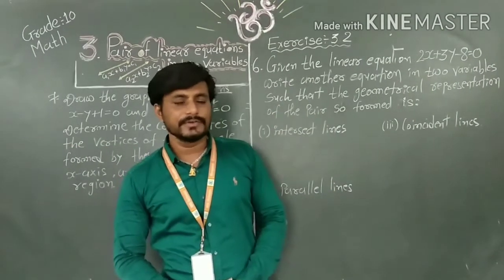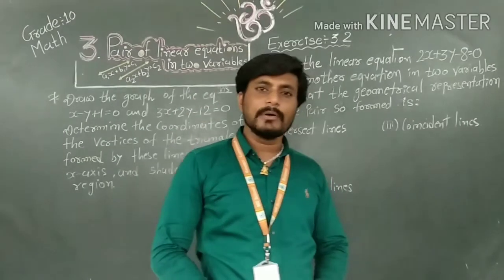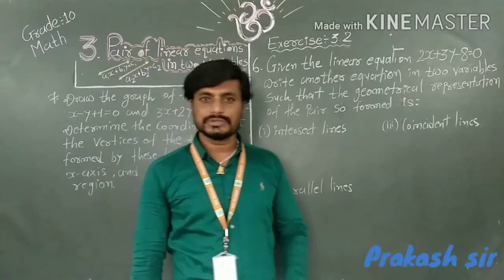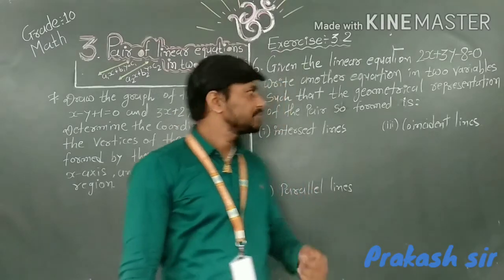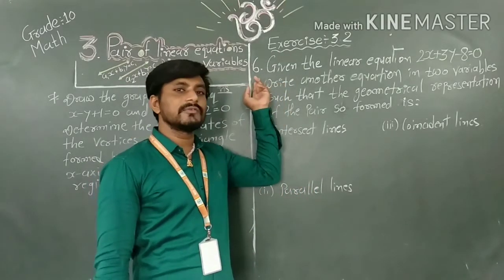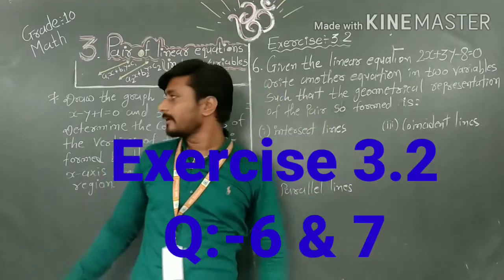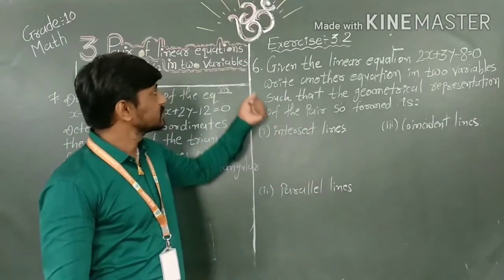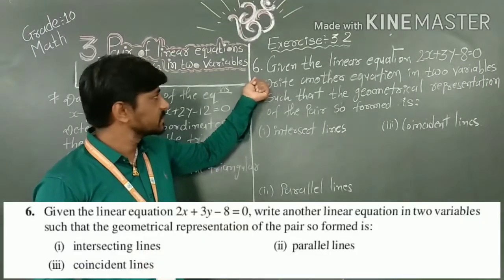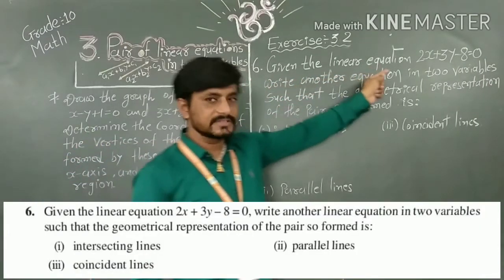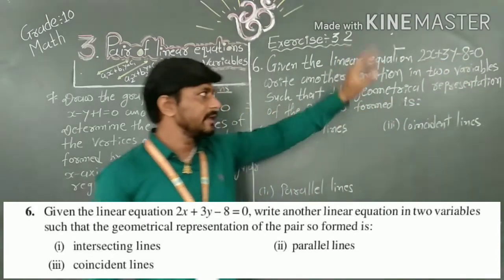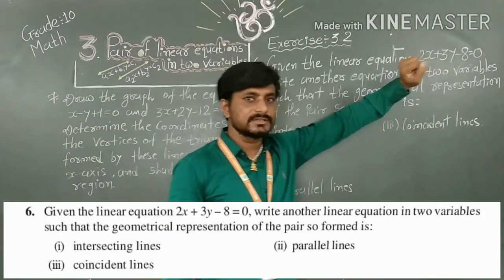In our previous videos we talked about exercise 3.2, questions 1, 2, 3, 4, 5. Today we discuss question 6 and question 7. Okay, now let's start. What is question number 6? Given the linear equation 2x plus 3y minus 8 is equal to 0. Here we have one linear equation.